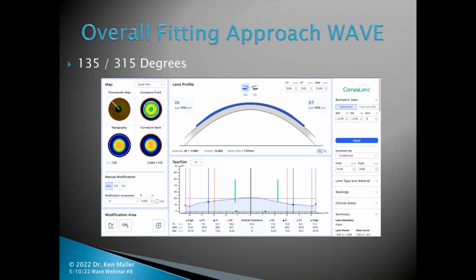And then what about on the 135, 315? Well, this one here is probably even the closest. It's probably down around 21 microns of clearance, and everything else is below the 20 micron line. So we have very, very good alignment with this lens and this particular cornea.